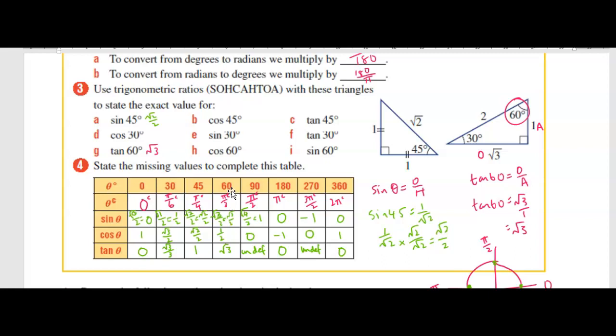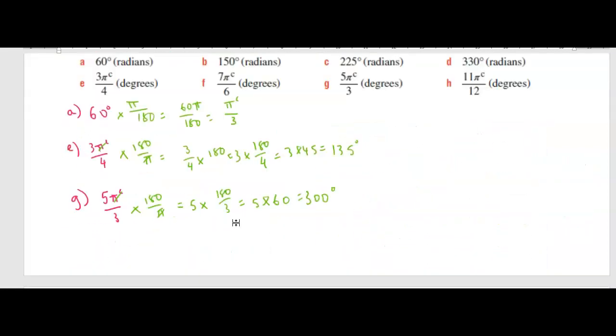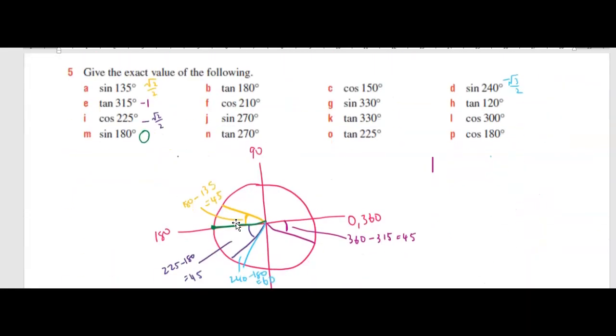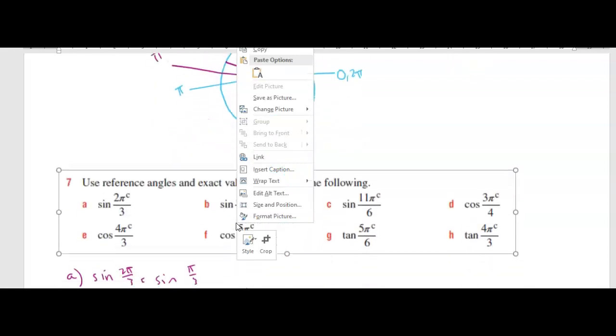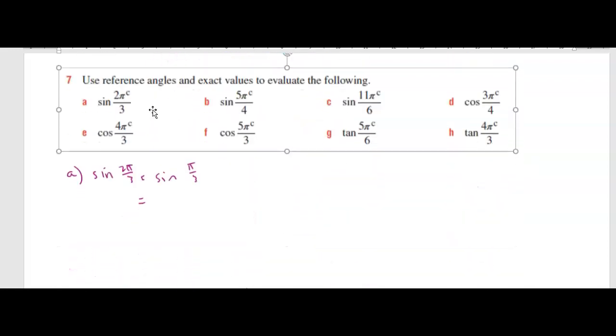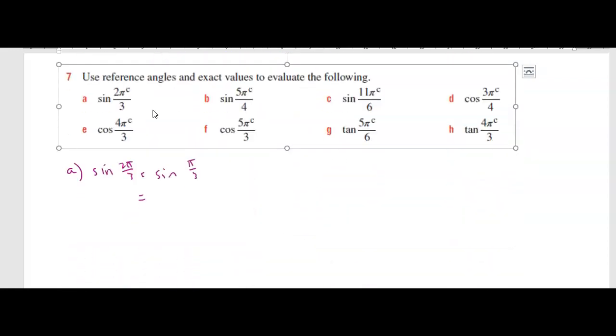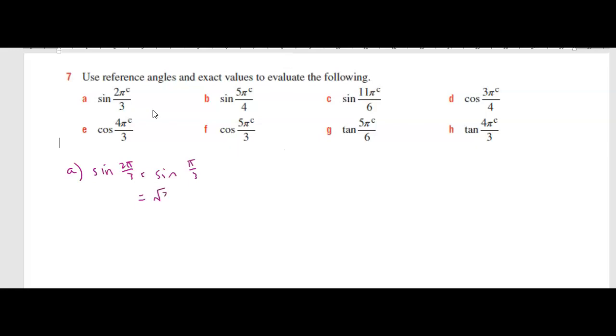So pi on 3 is the same as 60. So we were doing sine pi on 3, which is root 3 on 2. Now, instead of continually scrolling, I'm just going to use the values in my textbook, which is what you should be doing anyway. So root 3 on 2. And remember, sine 2 pi on 3 is in your second quadrant, so that's positive, so we don't need to change the sign to be negative or the answer to be negative.